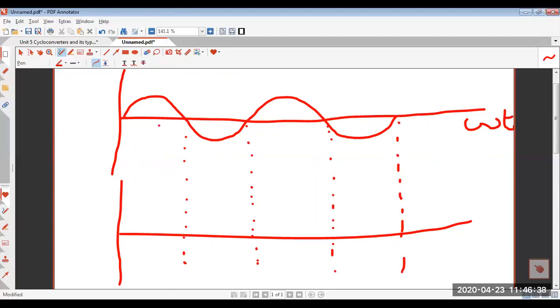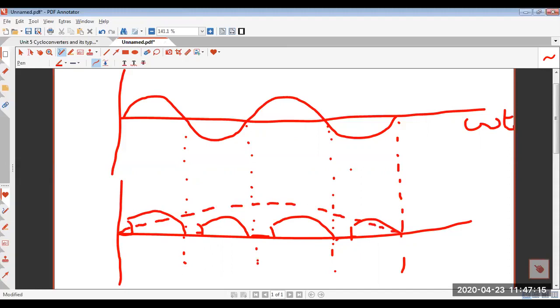Now, for the first cycle, I am conducting the SCRs of the positive group, right? For the second cycle, earlier I was conducting the SCRs from the negative group. Now let us say I'll conduct the SCRs from the positive group only. So what type of output will I get? I'll get something like this. For convenience, we'll consider resistive load, right? Now let us find out its average output. So its average output is like this.